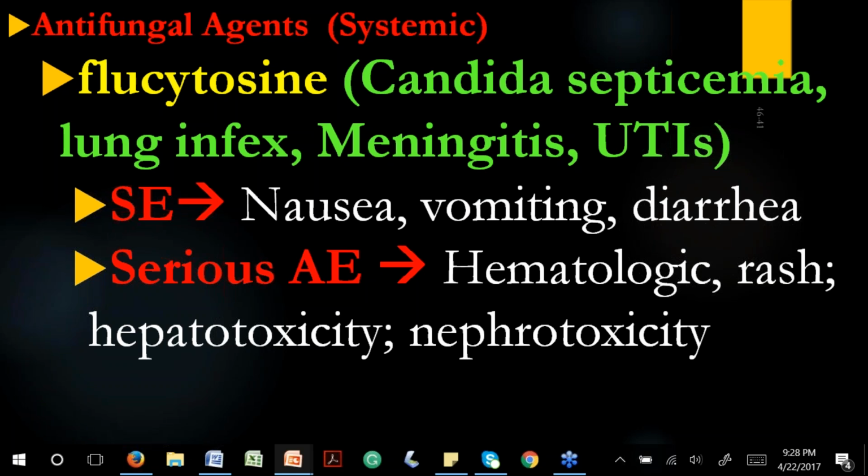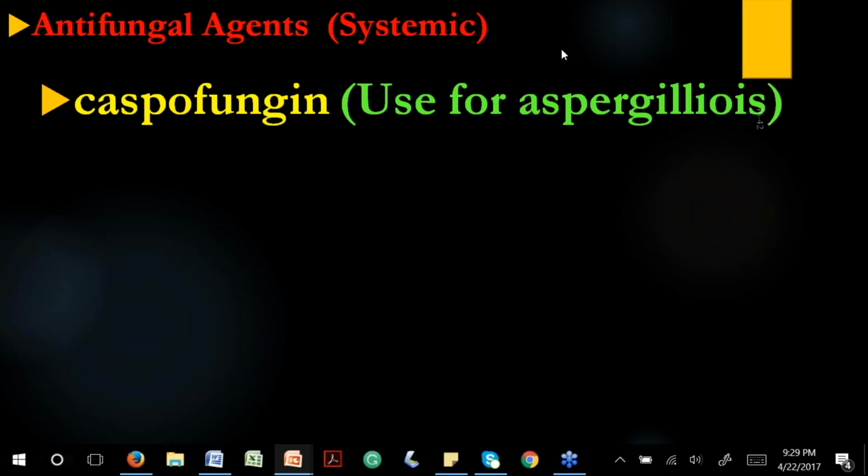Okay, so again, the side effects are going to be nausea, vomiting, diarrhea. Those are the three bigs from all medications, and you need to keep in mind the hematologic. Why hematologic? As mentioned at the beginning, it can produce leukopenia, especially when you are doing systemic medication. The hematologic means leukopenia, so what is your risk? Risk for infection, for example. Rash, hepatotoxicity, nephrotoxicity, the same thing we were talking about from the very beginning about antifungals.